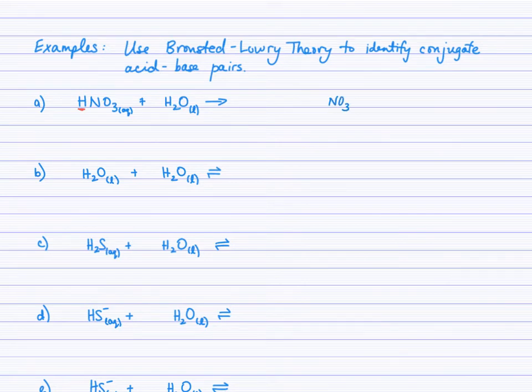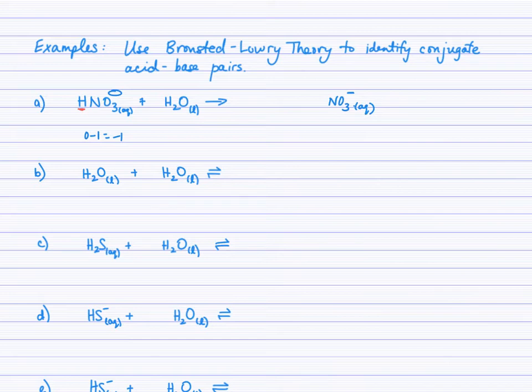It's going to donate it, right? And it's going to lose a positive. So what was originally a neutral charge here is now going to lose a positive. So 0 minus 1 actually equals -1. So there's the -1 charge on the nitrate ion.